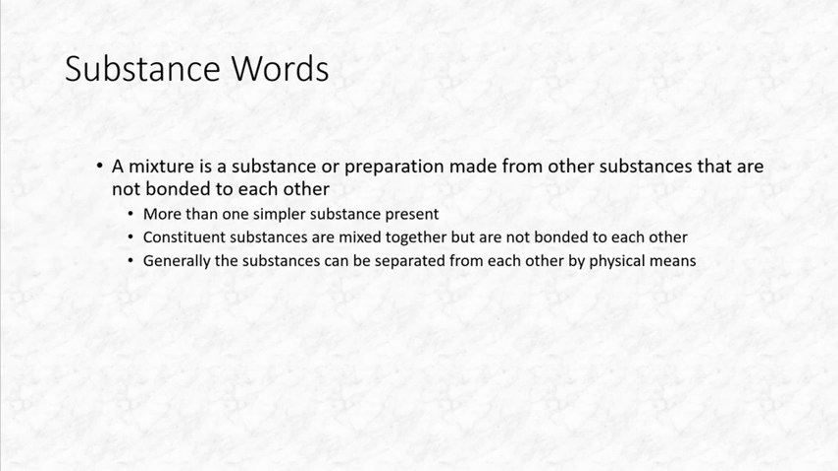Finally, in substances, we're going to talk about mixtures. So a mixture is a substance, a preparation, if you like, of other substances that are not bonded to each other. So this means there is more than one simpler substance present. Constituent substances are mixed together but not bonded to each other. So generally, substances can be separated from each other by physical means. Some examples include air, which is a mixture of different gases that aren't bonded to each other, petrol, milk that's got water, it's got other compounds within it that aren't bonded to each other, perfumes, there are many more.